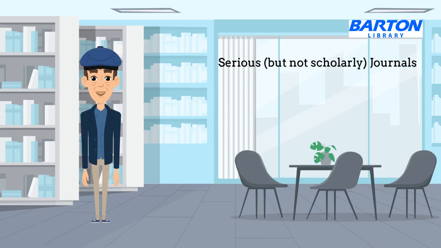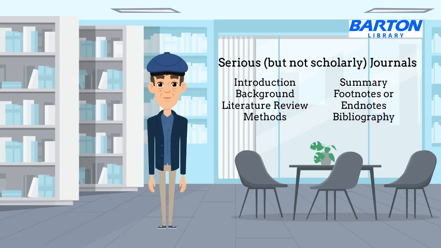Serious journals may lack the academic rigor of their scholarly counterparts, but they typically also undergo a peer review process. The layout of an article may be an introduction, any background information, a brief literature review, a brief description of the methodology, a summation of the article, footnotes or endnotes, and a bibliography. These should be familiar terms by now, so we won't go into them in more detail.